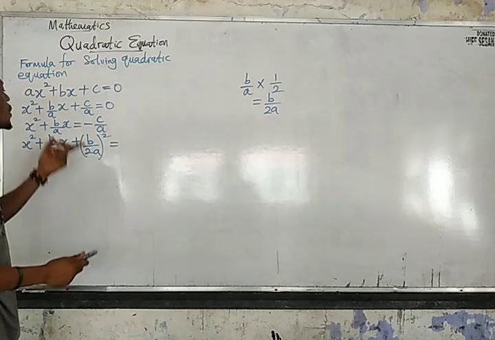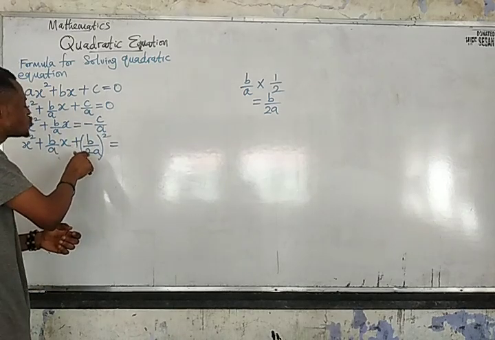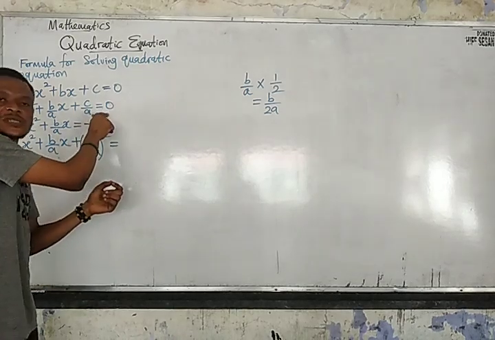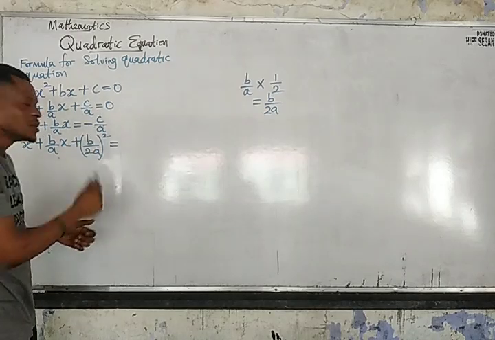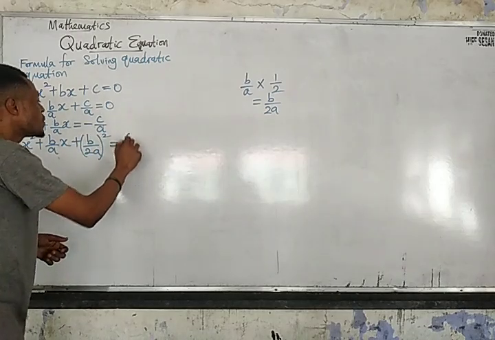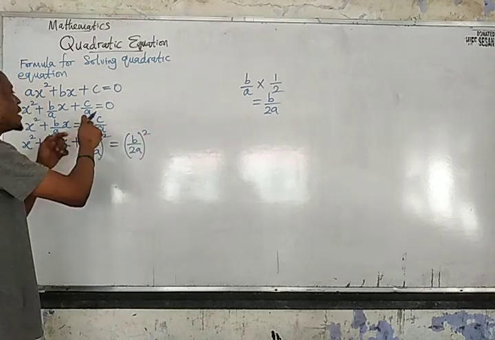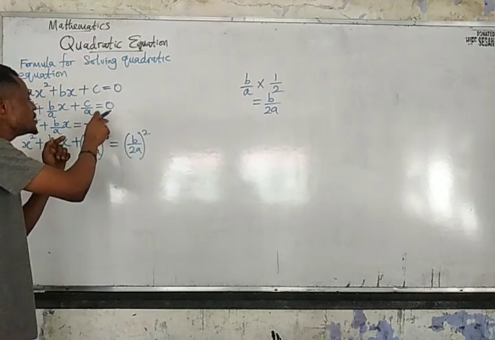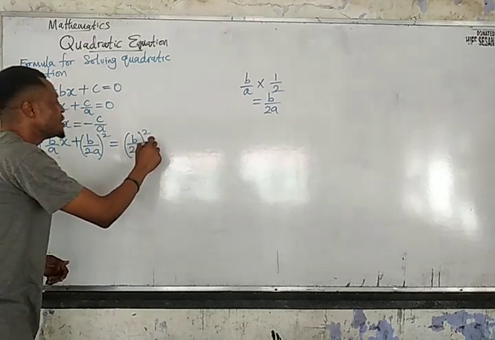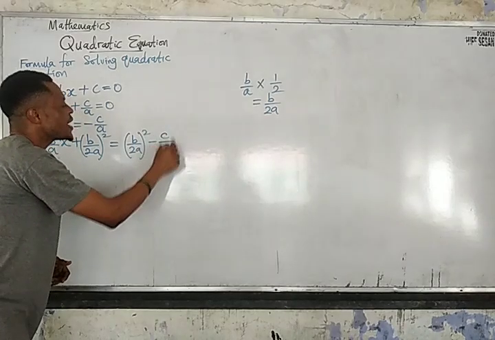So I can choose to place my b all over 2a before writing the minus c all over a. So it means we are going to have b all over 2a squared. Then we have minus c all over a here already.